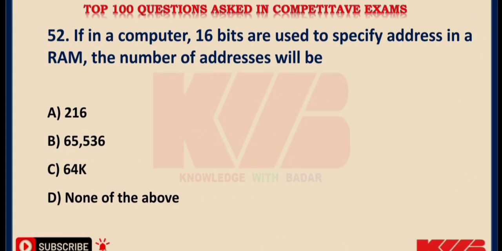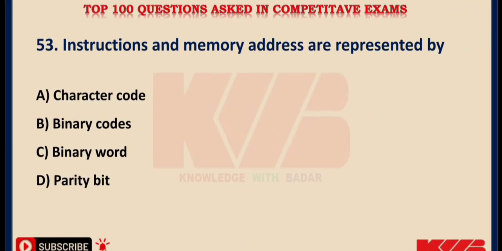Next question. If in a computer 16 bits are used to specify address in a RAM, the number of addresses will be 2^16, 65,536, 64K, or none of the above. And the correct answer is 65,536. The next question. Instructions and memory address are represented by character code, binary codes, binary words, or parity bit. And the correct answer is binary codes.